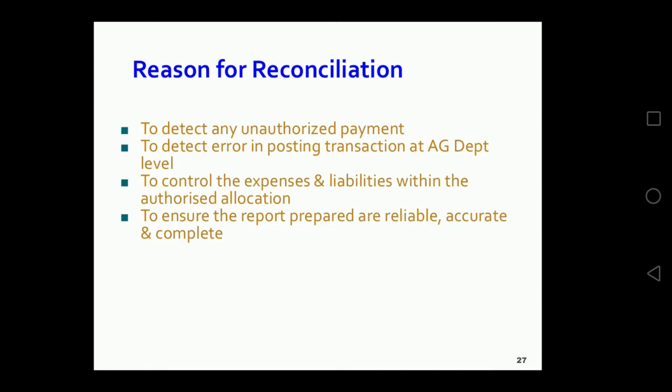There are 4 reasons for reconciliation. First is to detect any unauthorized payment. Secondly is to detect errors in posting transactions at the Accountant General Department level. Thirdly is to control the expenses and liabilities within the authorized allocation. Lastly is to ensure the reports prepared are reliable, accurate, and complete.